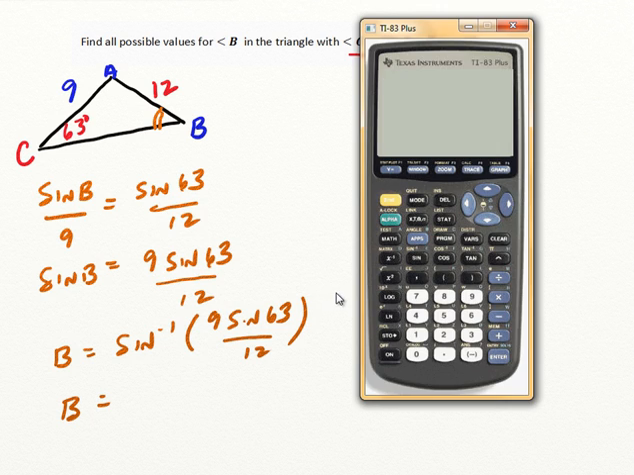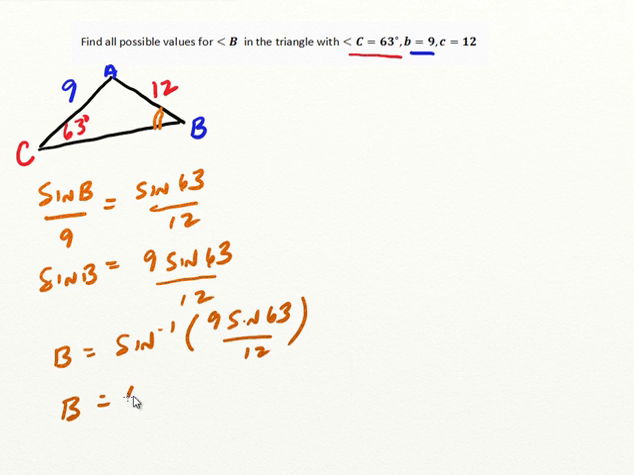So using a calculator, we can just evaluate this expression. I'm looking for the inverse sine, 9 times the sine of 63 divided by 12 equals, and we get 41.9325. We'll just round that up, and we'll get B is equal to 42 degrees. So our first answer is B equals 42 degrees, and we're guaranteed that that is correct. That's one of the answers. In fact, that matches the triangle that I just drew.